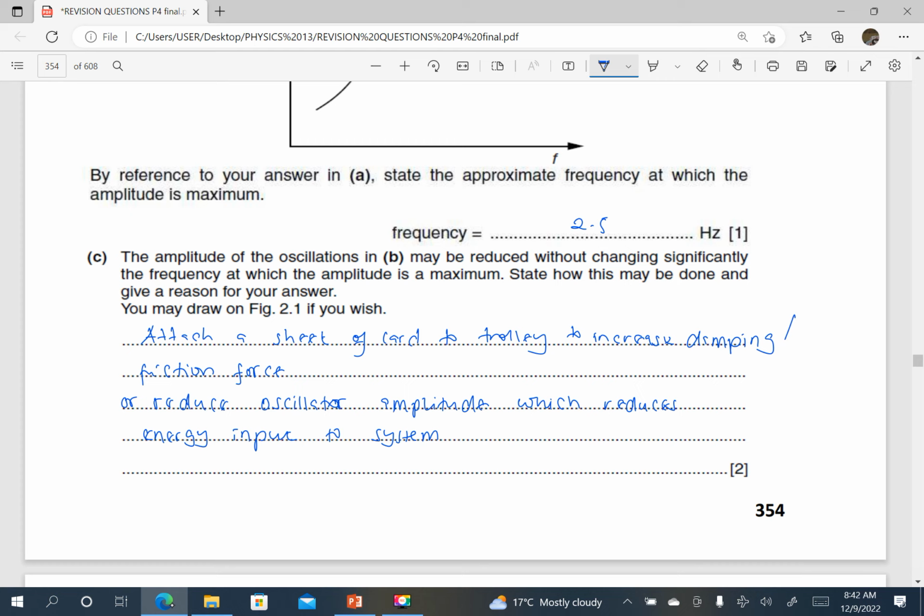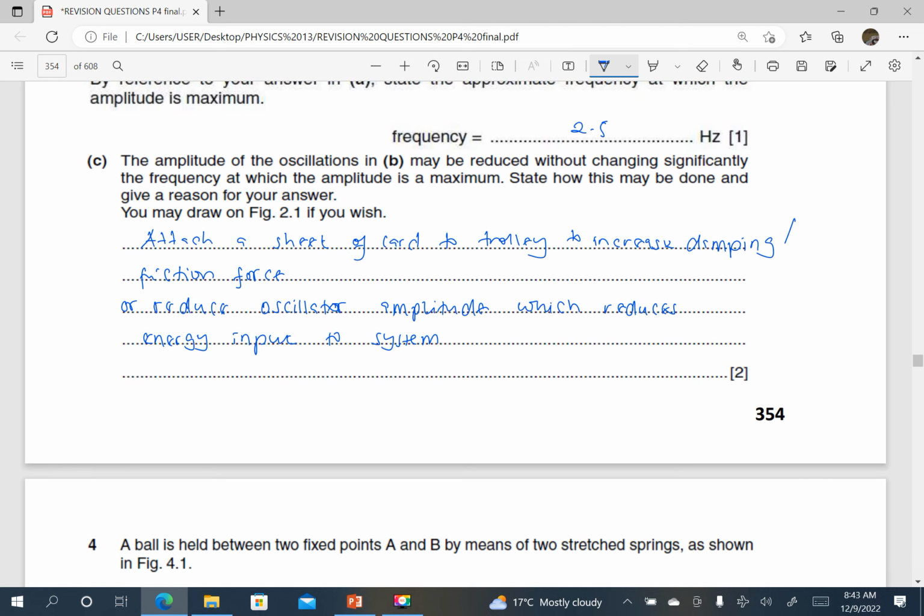It reduces the energy input to the system, and therefore, if the energy input to the system is reduced, then the amplitude of oscillations is going to reduce. We have reduced the amplitude of the oscillator itself, so this is going to reduce the amplitude of oscillation of the trolley. Okay. The most direct one is attaching a sheet of card to the trolley so that there is a large surface area for air resistance to act. That increases friction. So that means it is increasing damping.